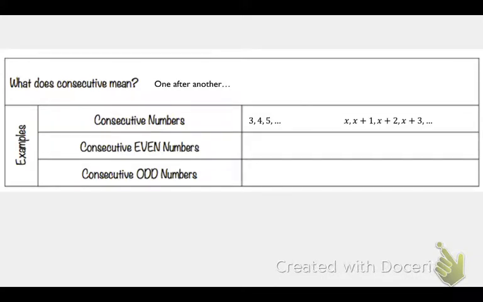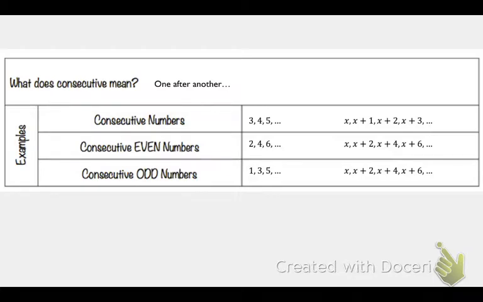Consecutive even numbers, so that's 2, 4, 6, 8, 10, 12, 14, 16. So if you say x is 2, to get to 4, you add 2. From 2 to 6, you add 4. So you go x plus 2, x plus 4, x plus 6, x plus 8, x plus 10, and keep going. Odd numbers, same thing. So it's 1, 3, 5, 7, 9, 11, 13, keep going. So that's going to be x, x plus 2, x plus 4, x plus 6. And you just keep going that way.